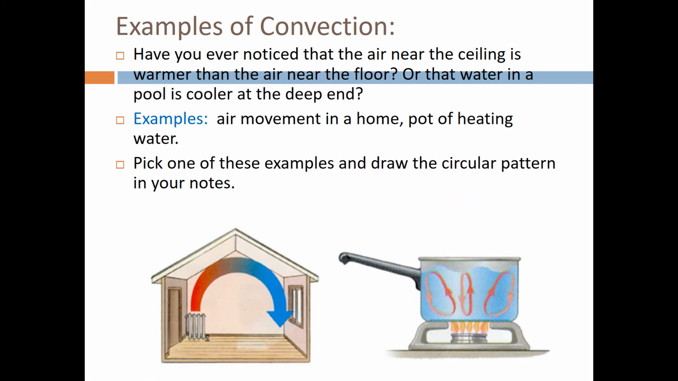So examples of convection: air movement in a home. Does anybody have a 2-story house that they live in? What's warmer, upstairs or downstairs? Upstairs is warmer because hot air rises. That is convection. Hot air rising is convection.